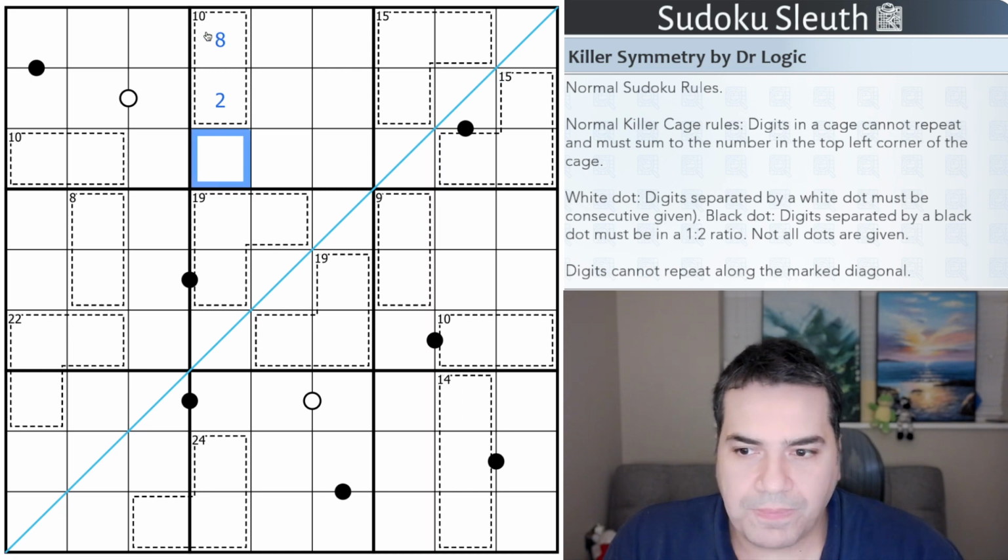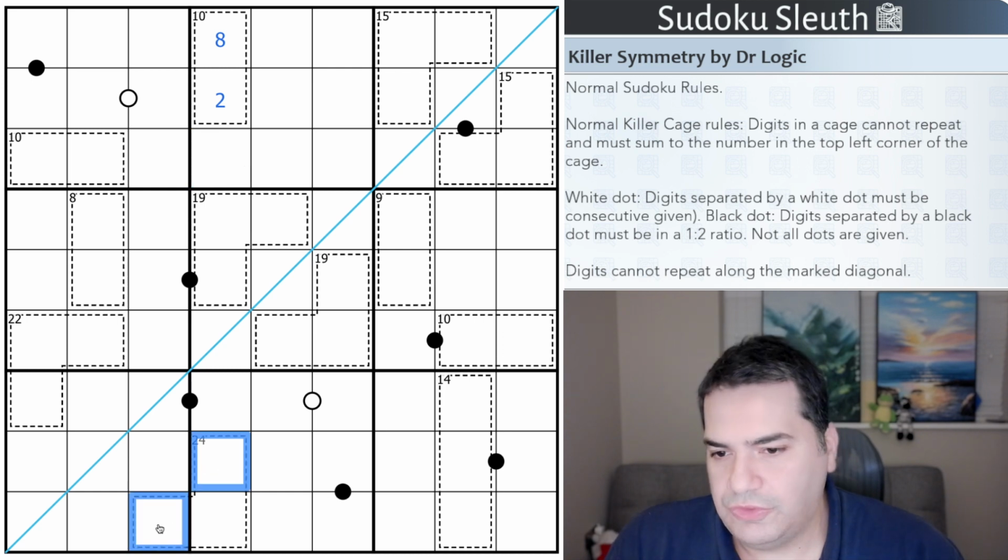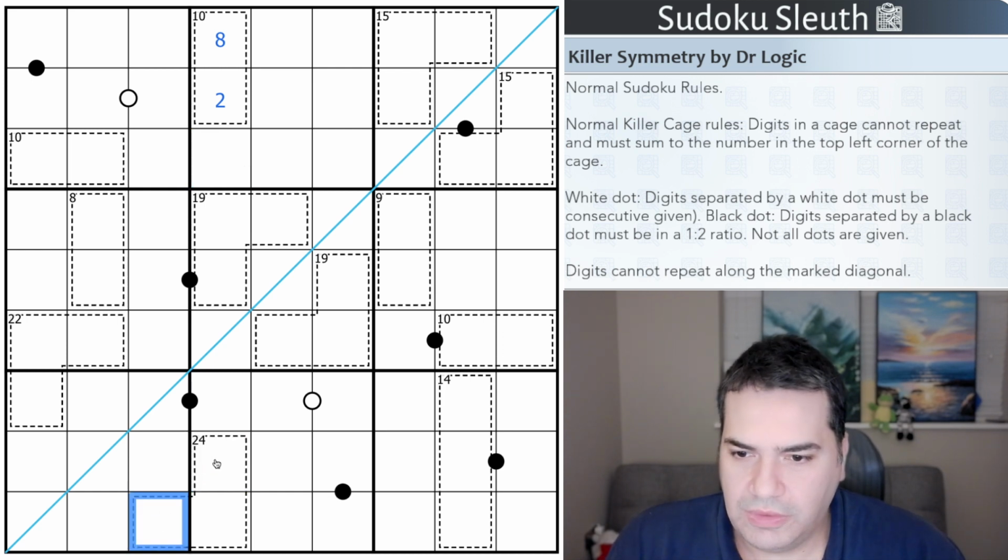Now, notice that Dr. Logic explicitly said numbers do not repeat in the cages. So, for example, in this cage where these two cells do not see each other under normal Sudoku rules, you might think that they can actually repeat, but not in this case. They are part of the same cage and they cannot.